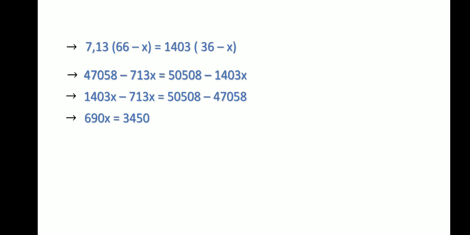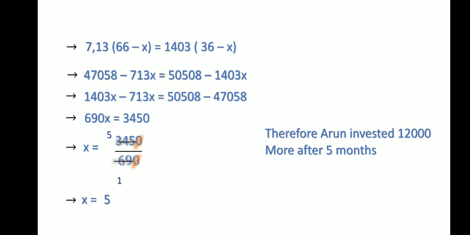So after subtraction we get 690x equals 3450. Now what we have is x equals 3450 divided by 690. So zeros get cancelled, and we can cancel this with 69 1 ja and 69 5 ja. So what we have got is x equals 5. So our conclusion for this answer is, therefore Arun invested 12,000 more after 5 months. This is what was asked in the question.